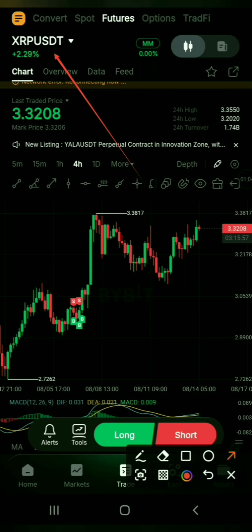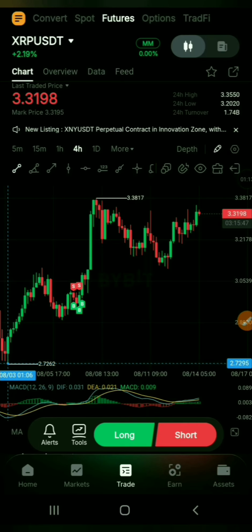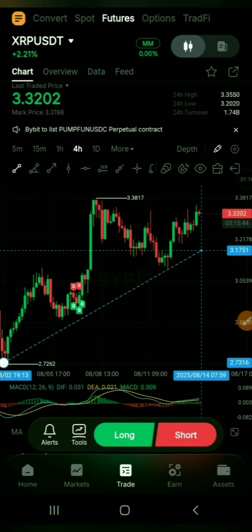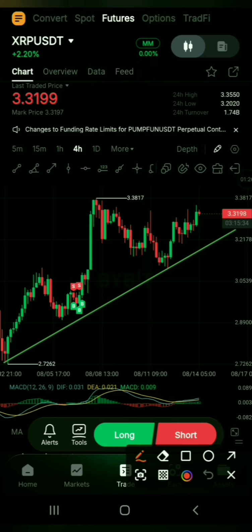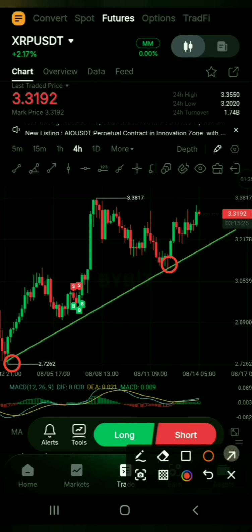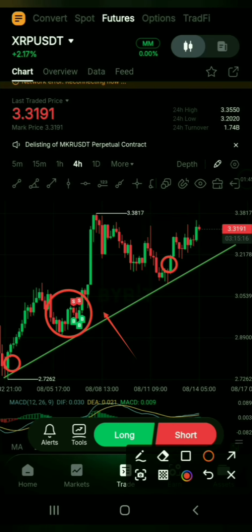Right now, on XRP we are currently on an uptrend. Okay, we are currently on an uptrend. Let me draw the trend line so you can see. So as you can see, we have two touch points. Okay, this is the first touch point and this is the second touch point. So you don't necessarily have to force the trend line to actually meet all the touch points. There are instances whereby on an uptrend, bulls tend to push price even before it touches the support level.